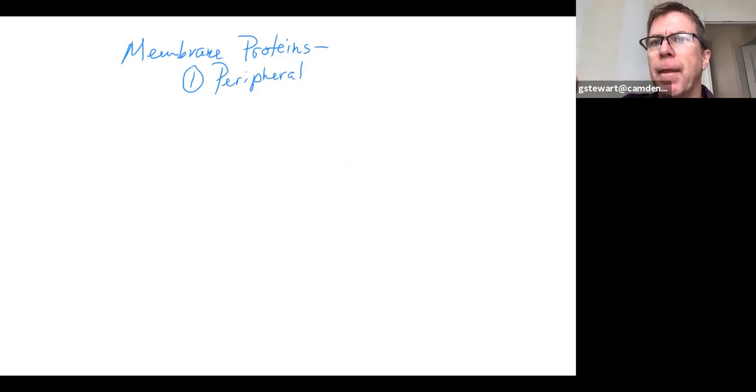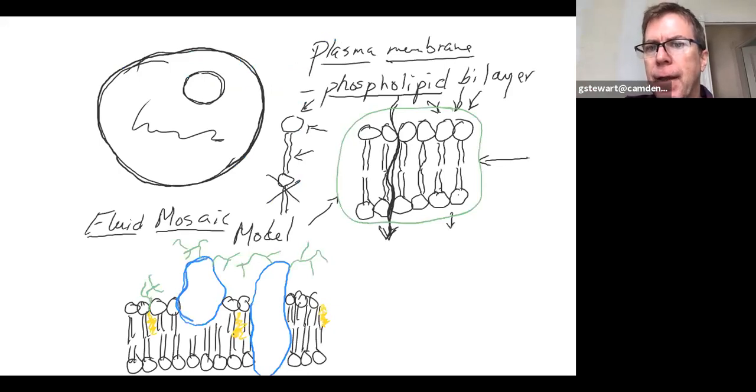There's basically two types of proteins in the plasma membrane. Peripheral proteins and integral. That's an E. Integral proteins. Just think of this. They're either sort of stuck to the top like this one, and they do not penetrate all the way through the membrane. That's the peripheral. An integral protein penetrates all the way through that phospholipid bilayer.